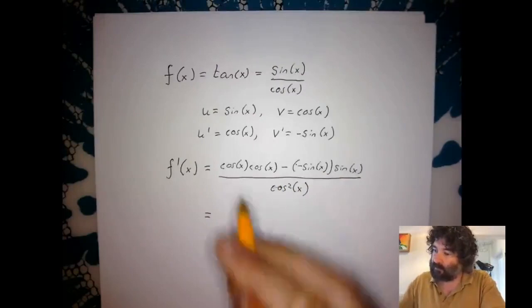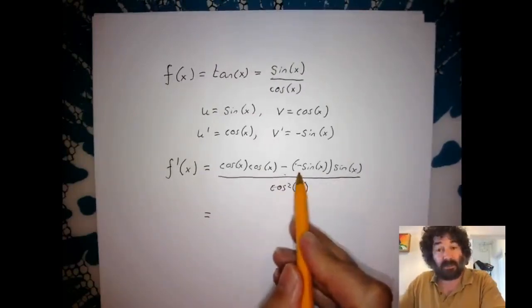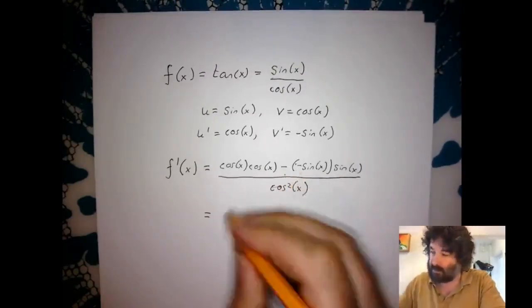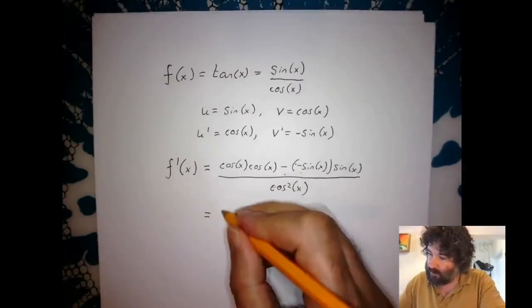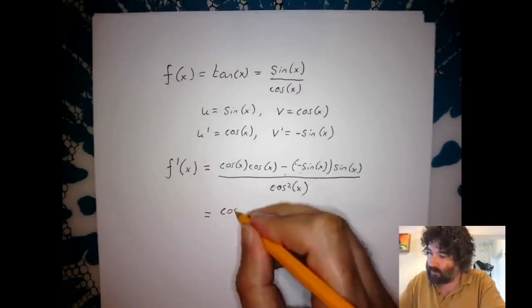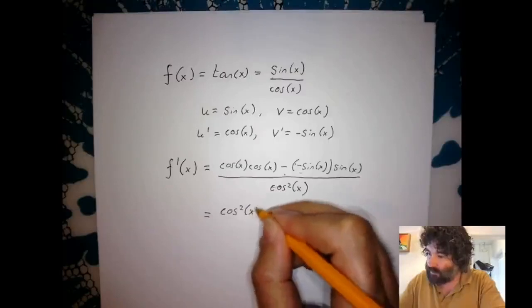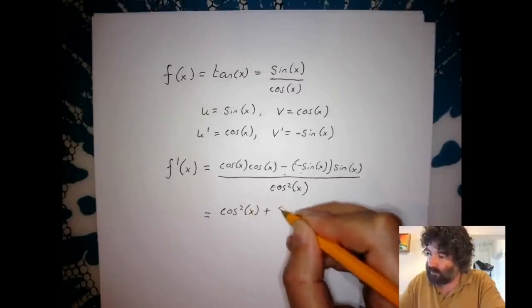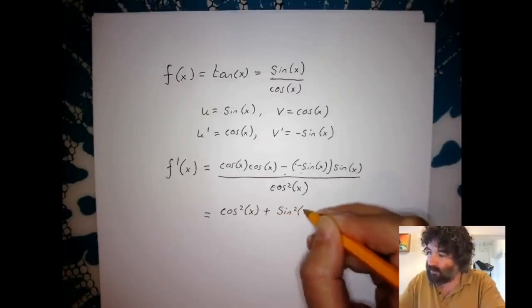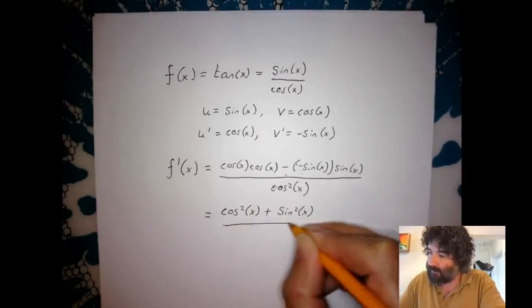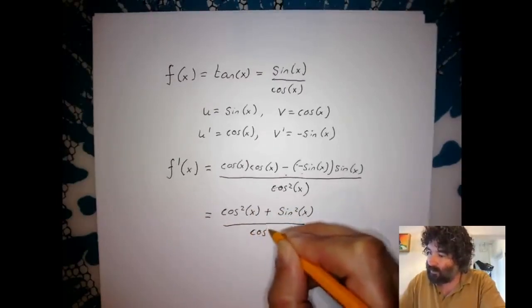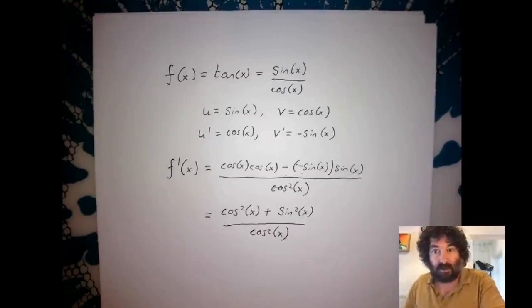And so we have, well, we can cancel these two negative signs. -1 times -1 becomes +1, and combine the cosines here together. Cosine squared x plus sine squared x divided by cosine squared of x. And now, I hope you see how this can be simplified.